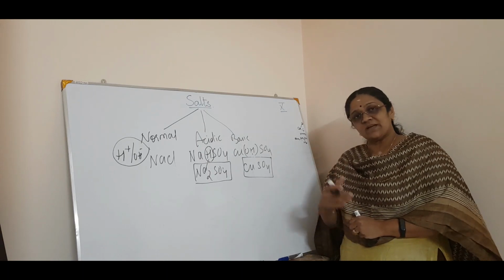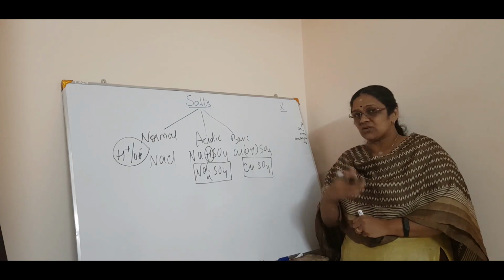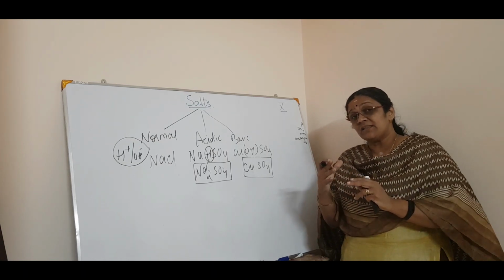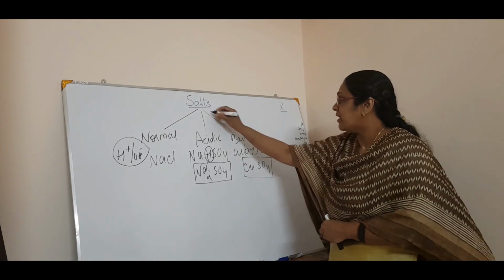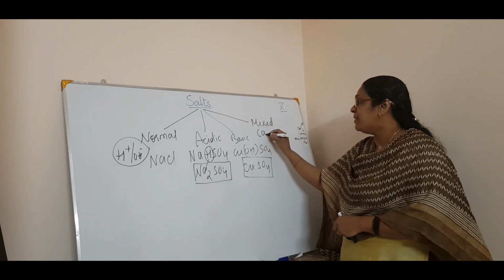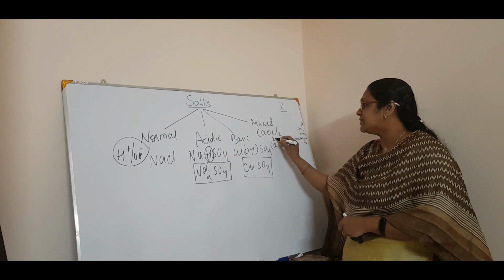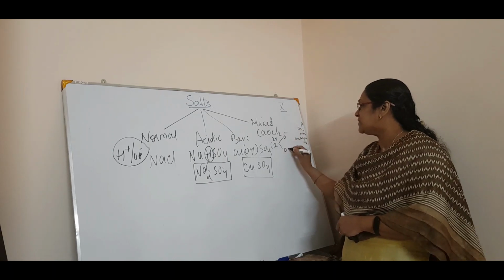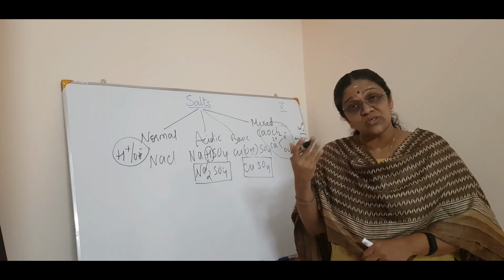Then some more salts are there. If we go to higher classes, there are mixed salts. What is a mixed salt? A mixture of salts. What do you mean by that? There are more numbers of anions and cations. For example, bleaching powder, calcium oxychloride. It consists of Ca2+ and OCl-. Don't go into that. Just know that there are also mixed salts.